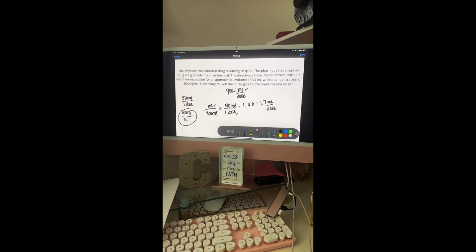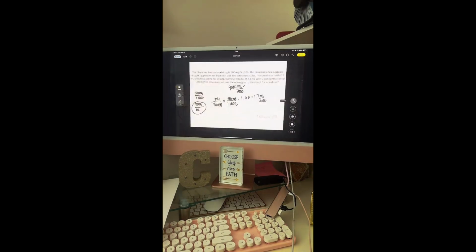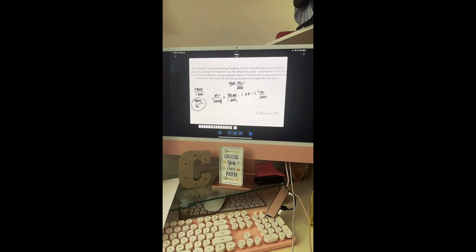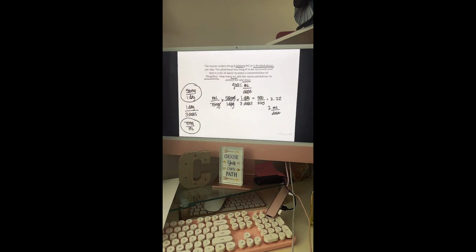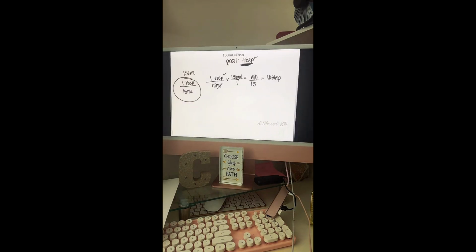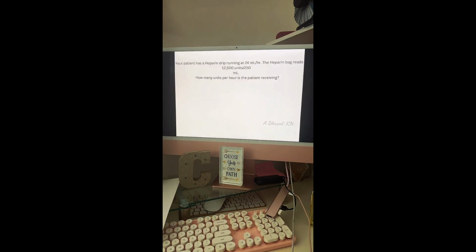So the nearest 10th is 1.7 and the whole number will be 2. Correct. This is dimensional analysis. Yes. Alrighty, so those were all the reconstitution problems. So the lesson of the day or the word of the day is concentrate on the concentration, okay?